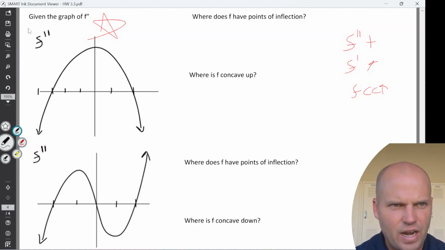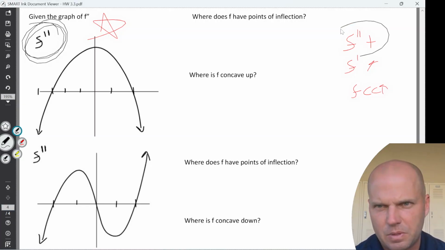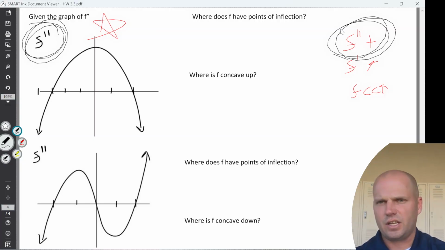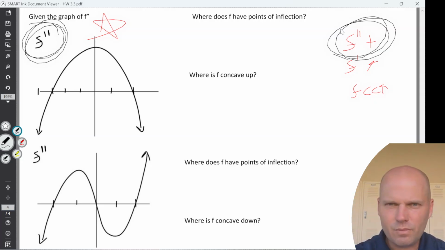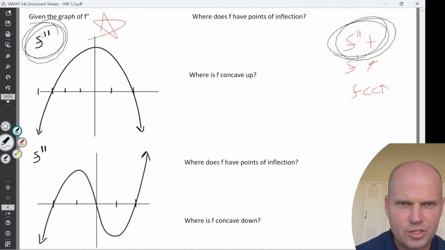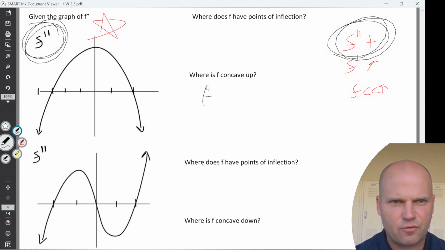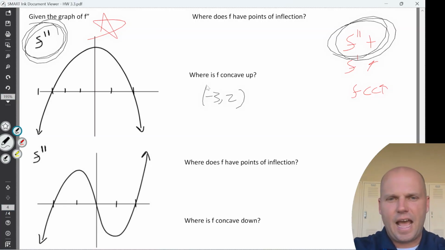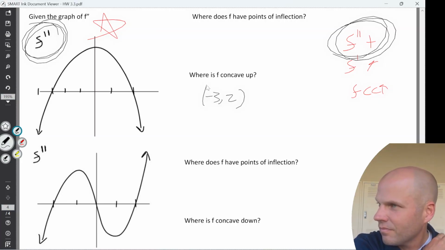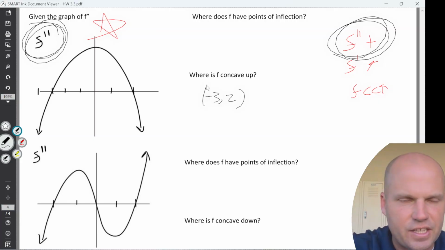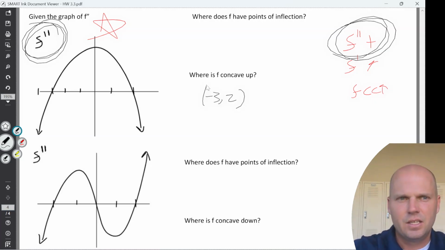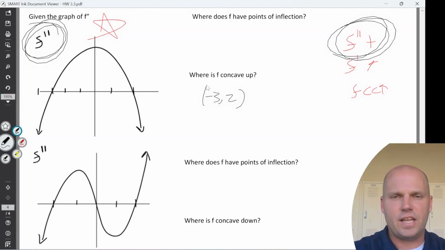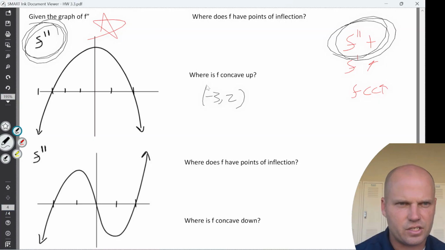Well, since I have the graph of F double prime, I should be looking at when F double prime is positive. We are looking at when this graph is positive. This graph is positive from -3 to 2. That's the answer to the question. It's a different characteristic than if I look at F prime. We have to look at the correct characteristic of the graph to answer the question based on this analysis.